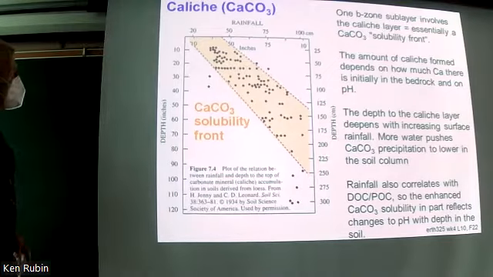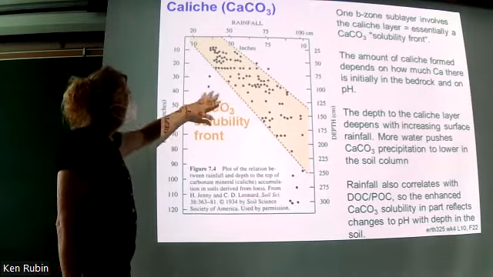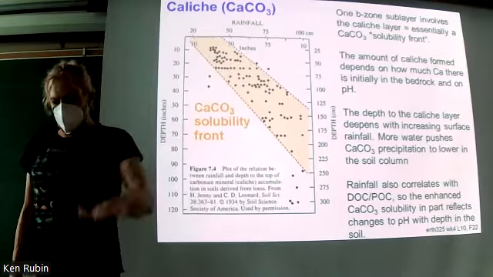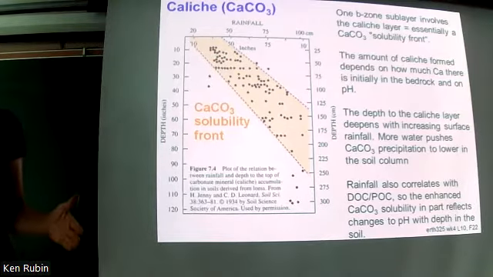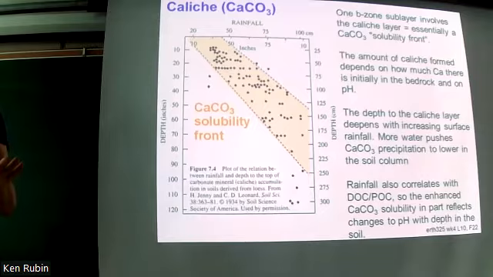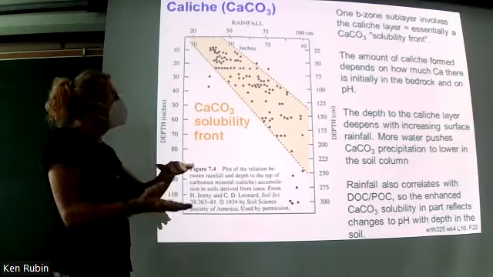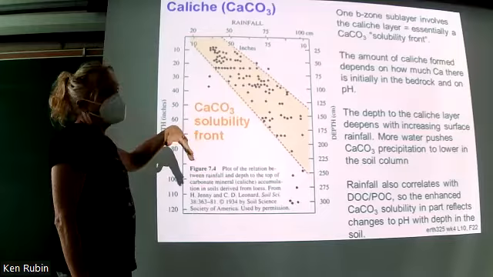But it's a solubility zone in the soil where as we go from top to bottom, all of a sudden we find calcium carbonate present, which means it's no longer soluble. If we find calcium carbonate as a solid making caliche horizons, I'll show you a picture in a second, then calcium carbonate is not as soluble.